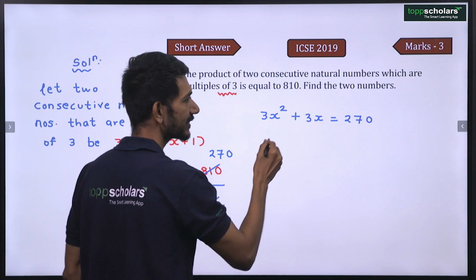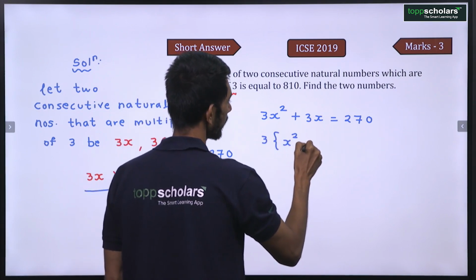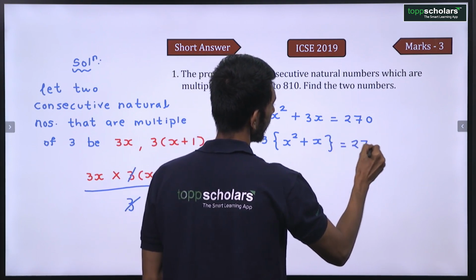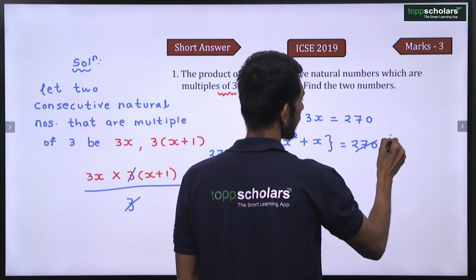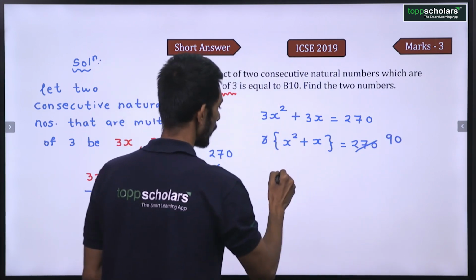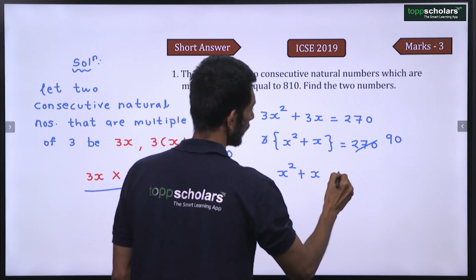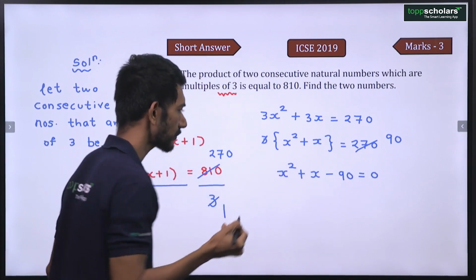Now again, can I take 3 common? If I take 3 common, I get x square plus x is equal to 270. Now I can divide by 3. So 3 ones are, this becomes 90. Now what you can do is, you can take 90 on the other side. So you get x square plus x minus 90 is equal to 0.